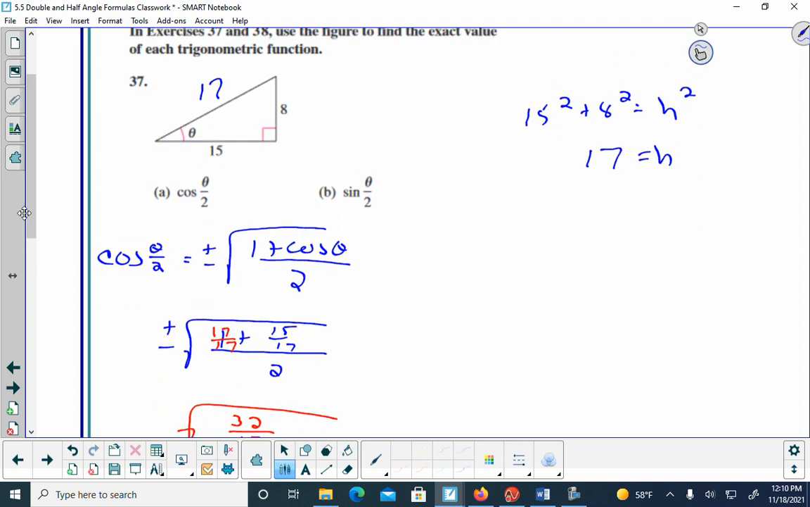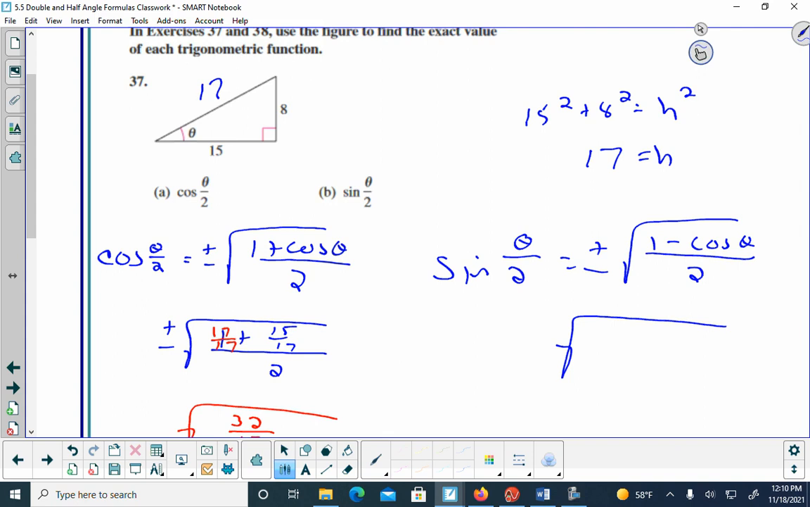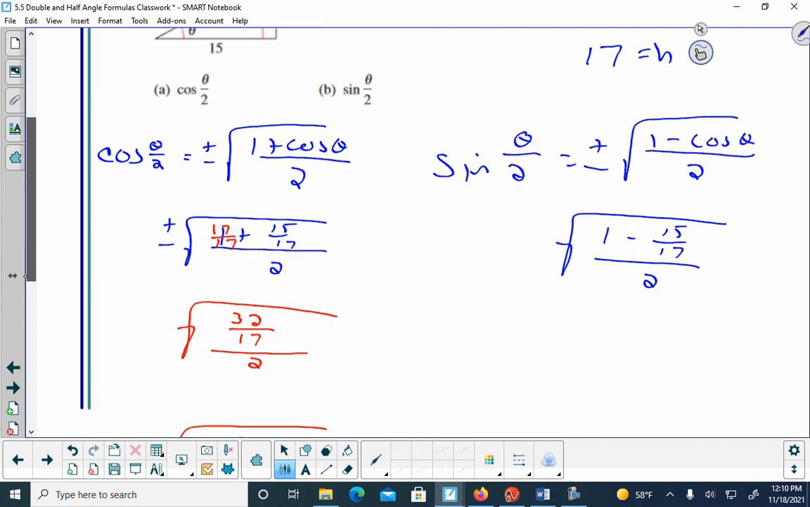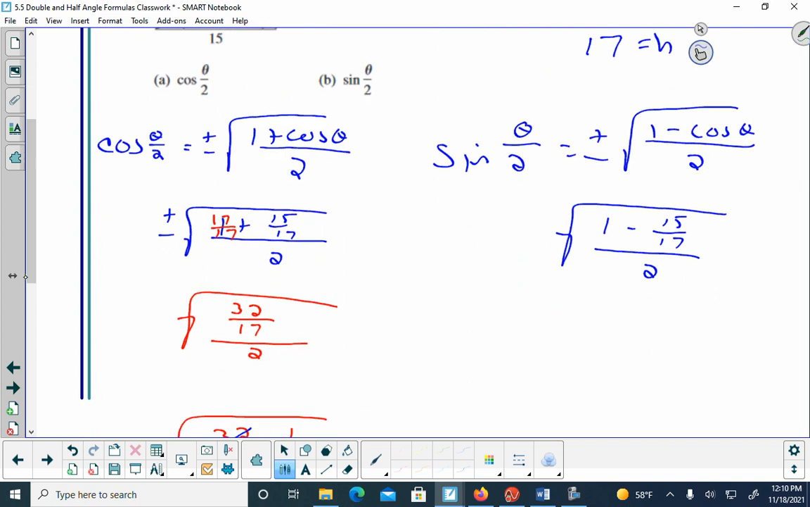Now to do the sine of theta over 2, it's basically the same formula. The only difference is instead of doing 1 plus, you're doing 1 minus the cosine of theta. So that's going to be 1 minus 15/17 over 2. So this 1 I'm going to rewrite as 17 over 17. So I have 17 minus 15, which is 2 over 17, all divided by 2.